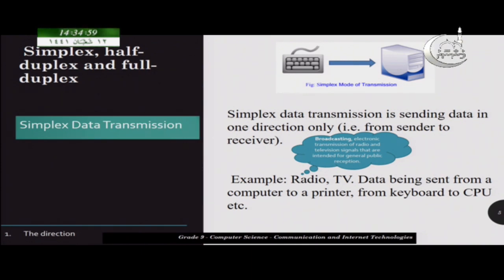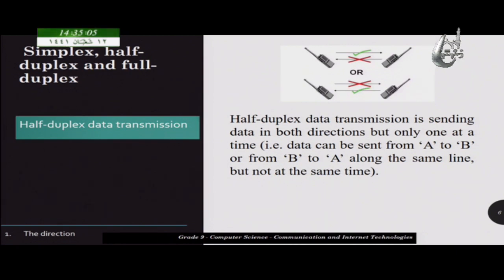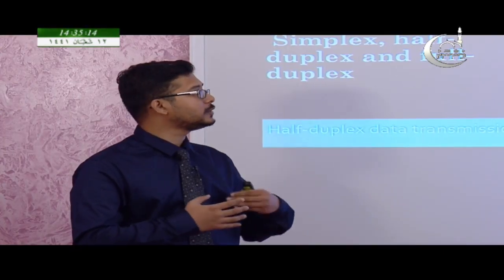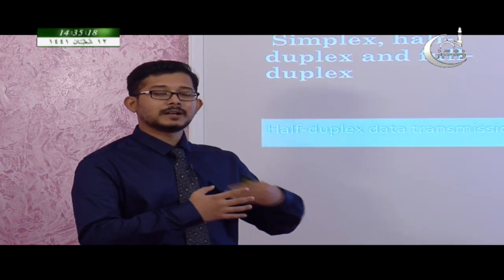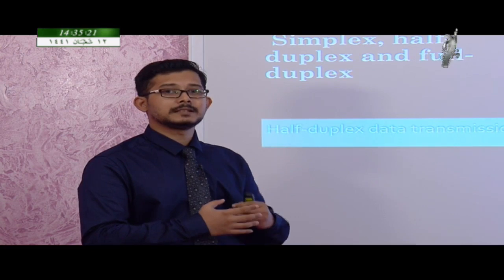None of the people can talk back to the radio. That is a very simple example of simplex data transmission. Then when you go with half duplex, we can send in both directions, but the problem is we can't send in both directions at the same time. If we are sending from A to B, we can't send from B to A. Only one direction at a single time.